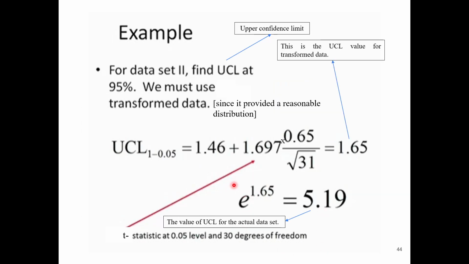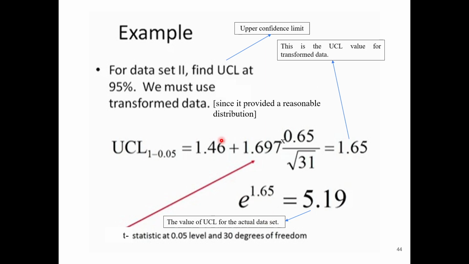So similarly, if we talk about the second data set, if we again find out the UCL value at 95% confidence, how do we find it in this case? We have to use the transformed data, and then we have to come back. As we just discussed a few slides back, how to find the value when it is transformed back: the value obtained is equal to the geometric mean.